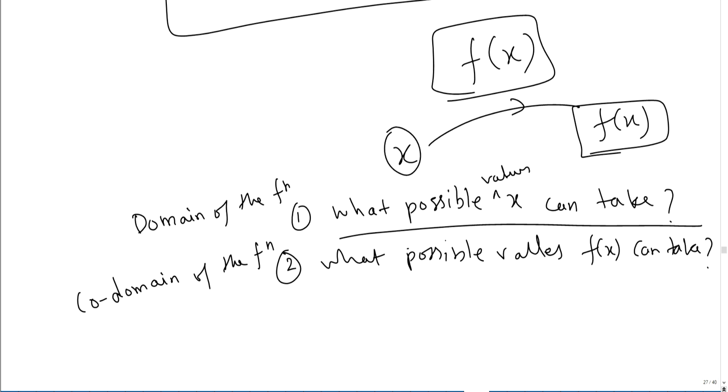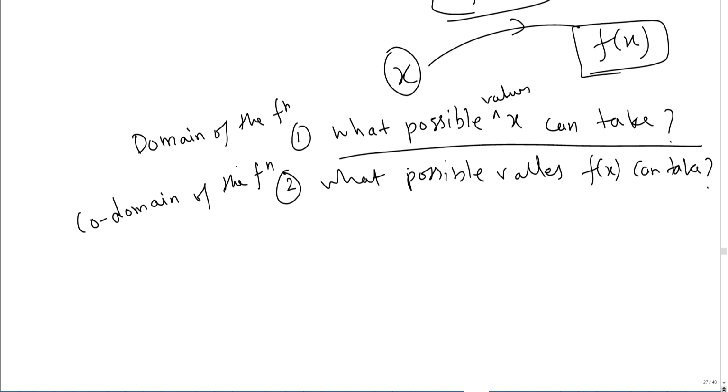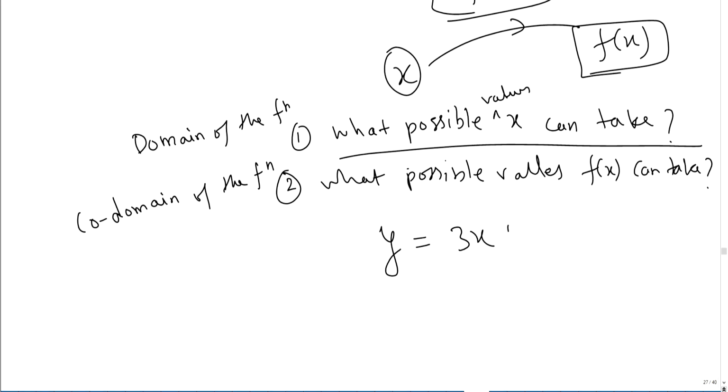So, there are two important concepts in understanding functions: domain of the function and codomain of the function. So, what possible values x can take, what possible values f of x can take. Typically, a very simple function would hold for all real values, such that x can take all real values, y can take all real values. What kind of function would hold for all real values? So, let us say y equals 3x plus 2. Let us say it is about a straight line. It is a linear function of x, right. So, you can say it is a linear function, f of x equals 3x plus 2.